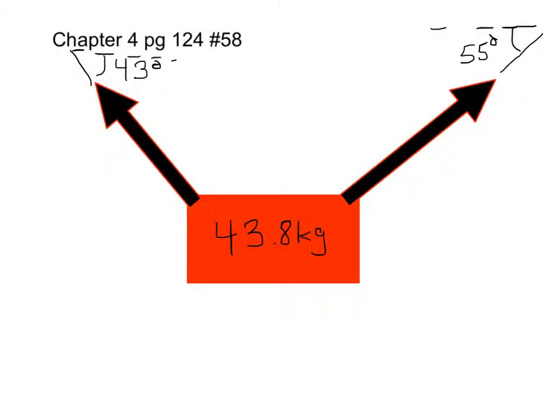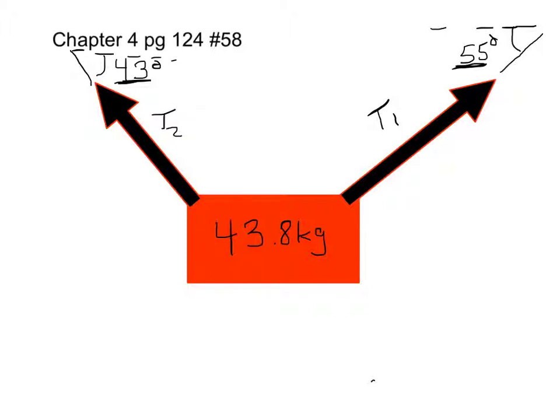For chapter 4, page 124, number 58, we have a 48.3 kilogram sign that is suspended by two wires, and they give us a drawing. They tell us that it makes a 55-degree angle here and a 45-degree angle there. Now, we can't assume that this is going to be congruent. They're not going to have the exact same tension. This is going to call tension 1. We'll call this tension 2. And we're trying to find the tensions in that.